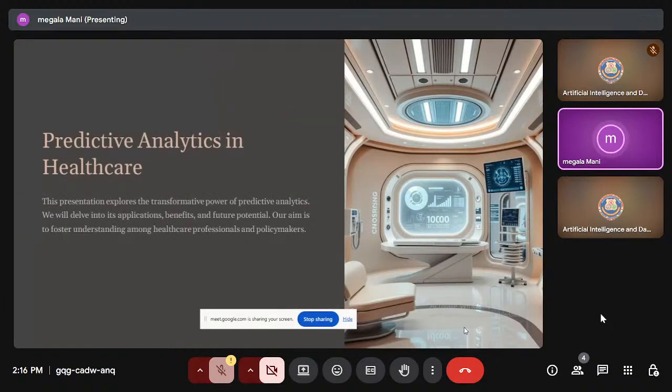So the second case can go for health and public case studies. The third session can go for healthcare: how to use predictive analytics in healthcare. Here you are focused on what the applications and benefits are, and on your future potential. We will discuss understanding among healthcare professionals and policy makers.